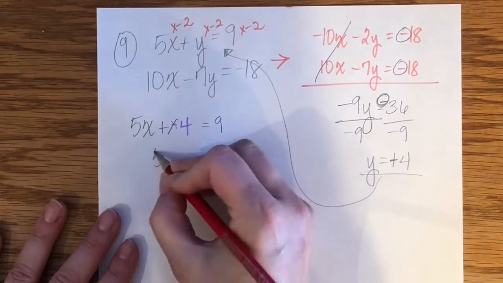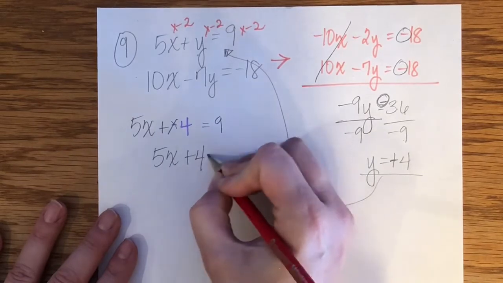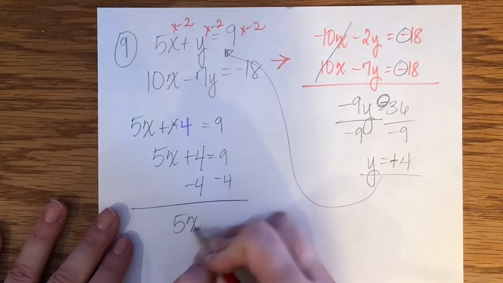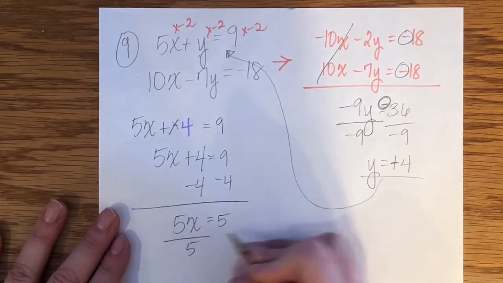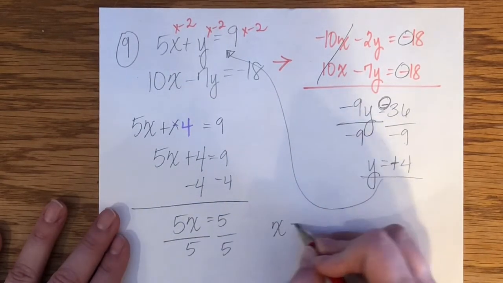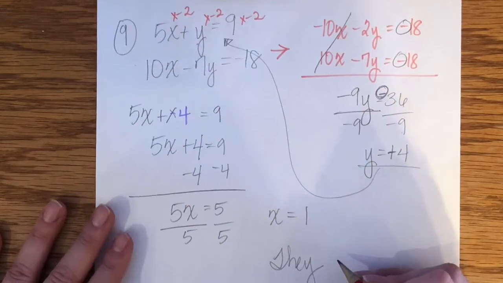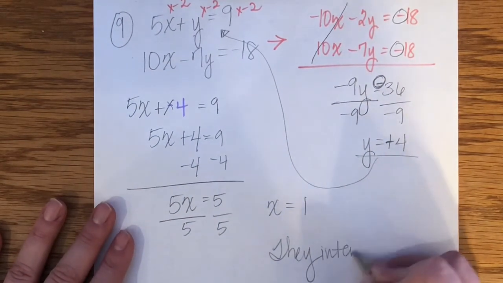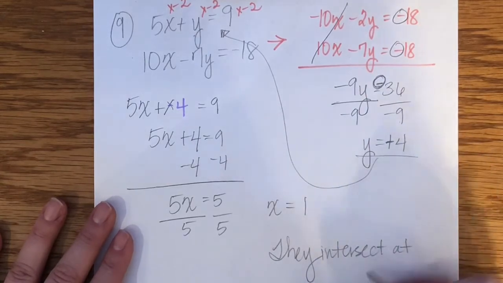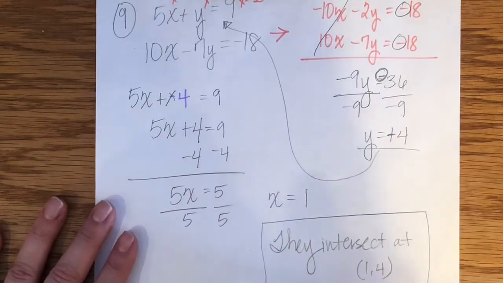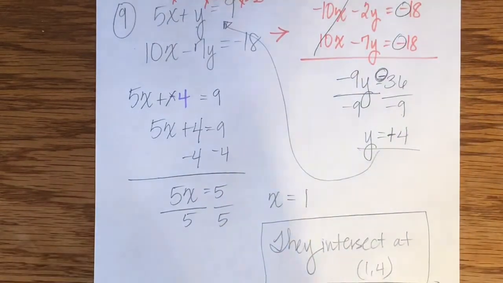So now I get 5x plus 4 equals 9. Subtract the 4, and I'm going to get 5x equals 5. Divide by 5, and I get x equals 1. So I would say they intersect at 1, 4.